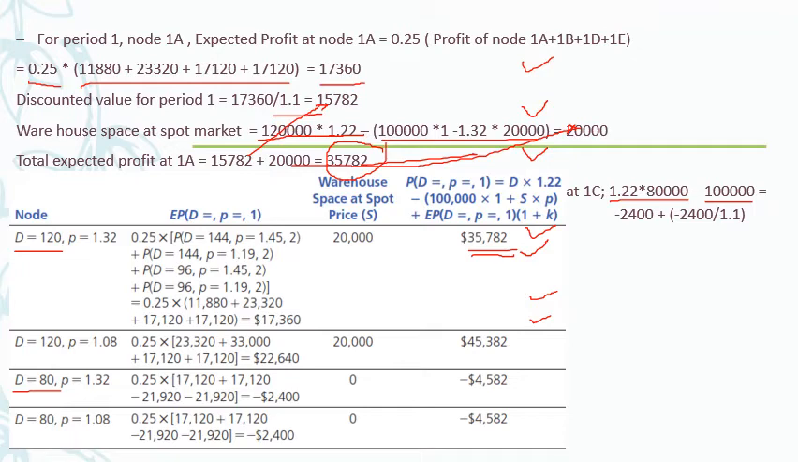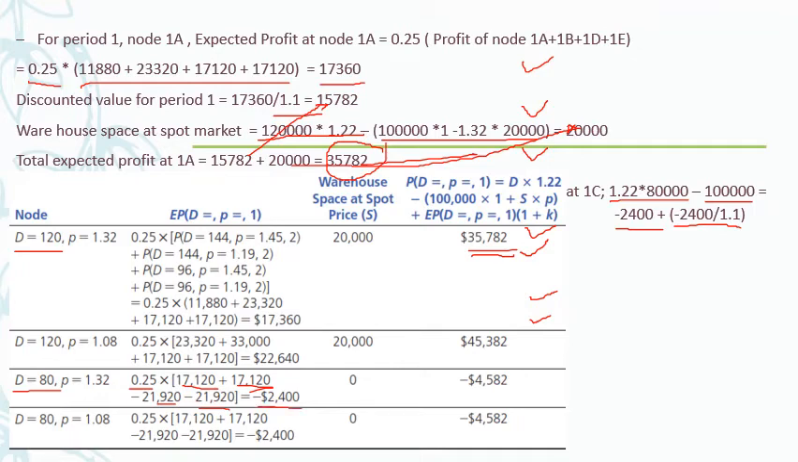That is equal to minus 2,400 plus the discounted cash flow. What is the discounted cash flow? Minus 2,400 divided by 1.11. How did I get that discounted cash flow? 25% of 4 nodes, 1, 2, 3, 4. The 4 nodes to which the third node is connected from period 1. Add those values the same way as we did here. Add those values, that comes out to be 2400.